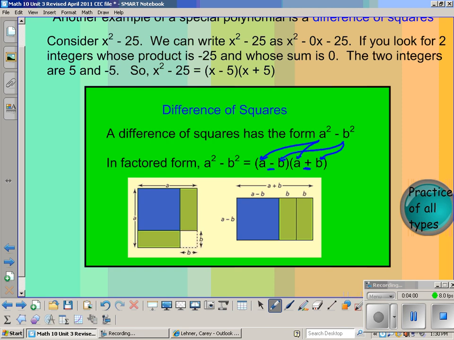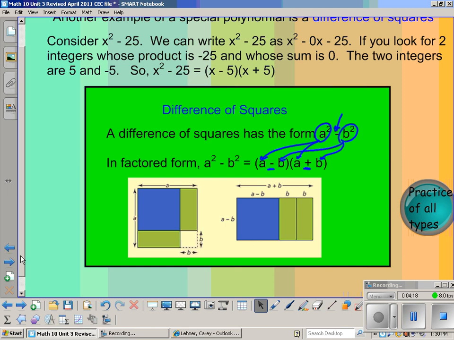Both terms are perfect squares, and they are called a difference of squares because this only works if they are separated by a negative sign. If they are separated by a positive sign, they are not a difference of squares.